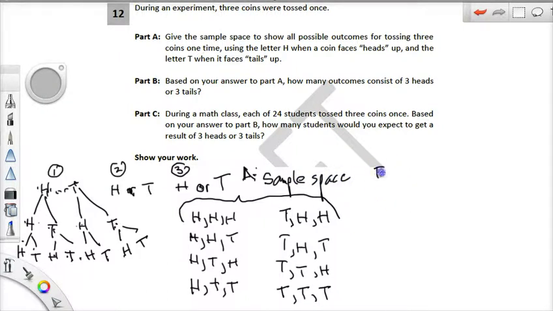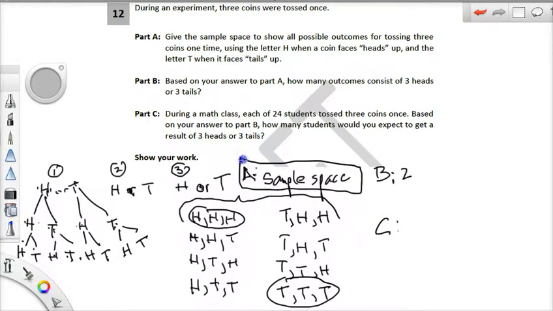For B, it says based on your answer, how many outcomes consist of 3 heads or 3 tails? Basically, it could be heads, heads, heads here, or it could be tails, tails, tails. So there's only two outcomes. And then part C, probably a good idea to label our answer here.